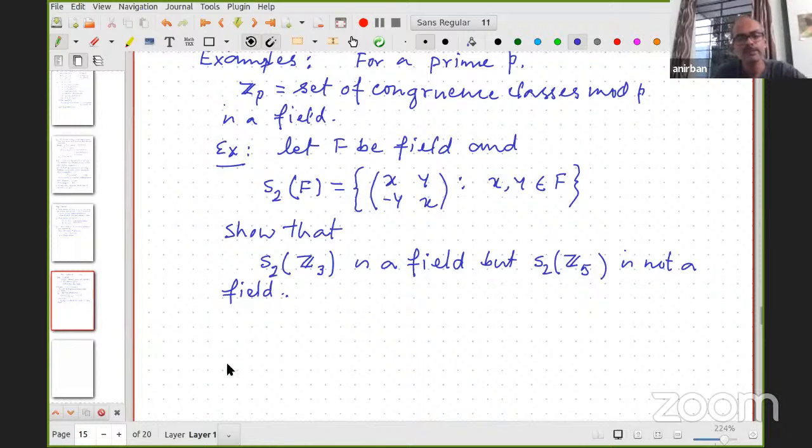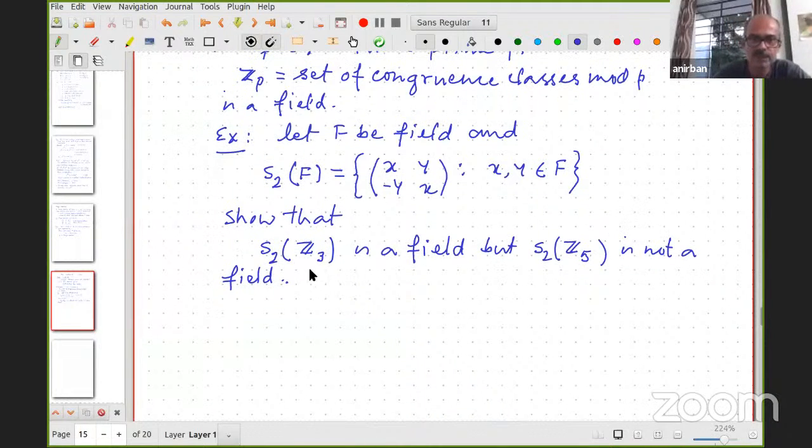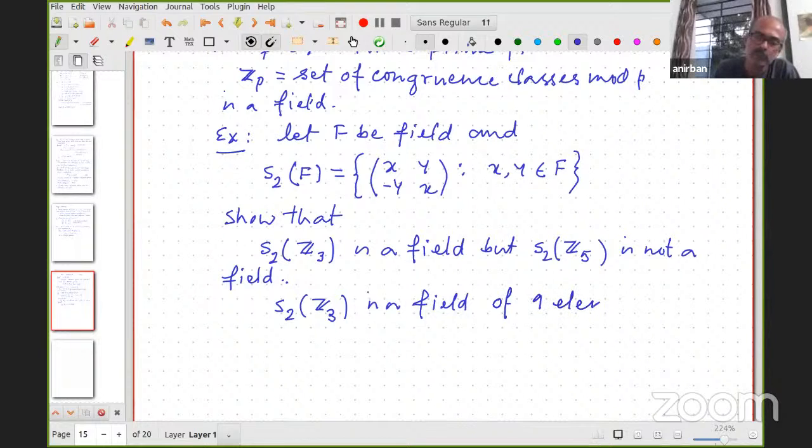And so if you consider this Z3, and these 2 by 2 matrices, it's just the number of pairs x and y, x and y belonging to Z3. So you have 3 to the square elements, so you get a field with 9 elements. So S2 of Z3, once you prove that it's a field, is a field of 9 elements. So therefore, there are fields whose order is not prime.